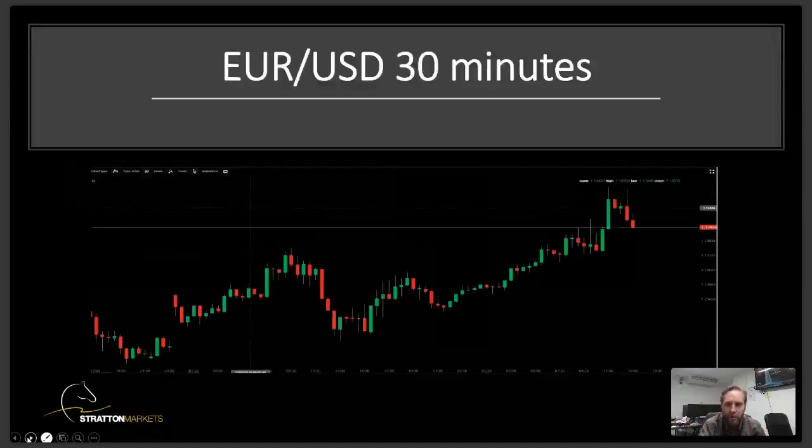Now, this is the euro dollar on the 30-minute. Okay? So, we have the market here on the downtrend. And here we go. We have a nice inverted hammer pattern there. The market then moves and changes, reverses into an upward trend. We have another example here.